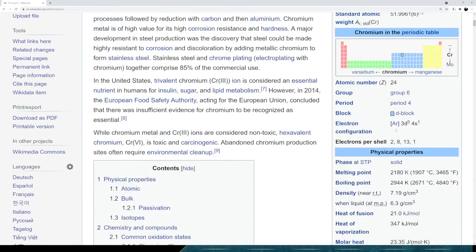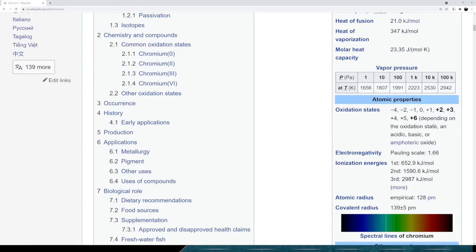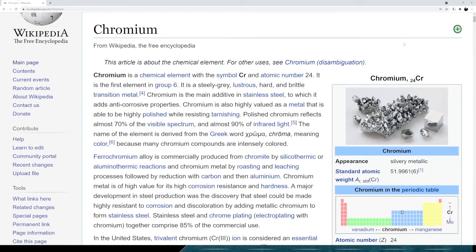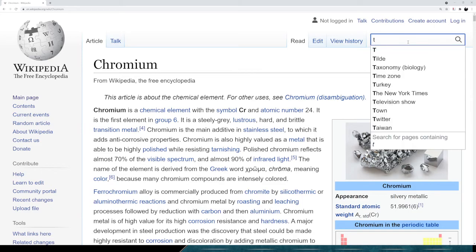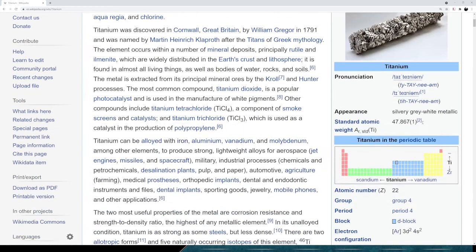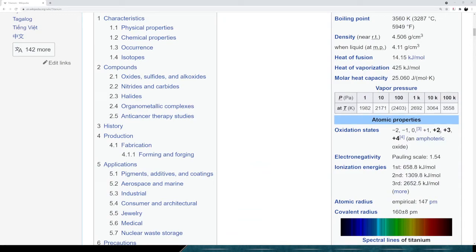Chromium. 2, 3, 6 are the common ones for chromium. So we see all sorts of different things. Apparently I lied to you about 7. I'm going to erase that before anybody notices. But we see here, many different charges are possible for transition metals. Some are more preferred than others. Titanium, 2 and 4, usually. Apparently 3 also. So, all sorts.